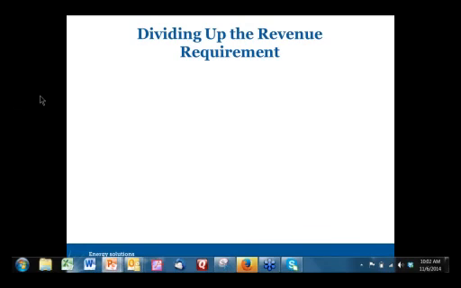We're going to start with just a few minutes on dividing up the revenue requirement. Next week's webinar will get into cost allocation studies a little more in depth.